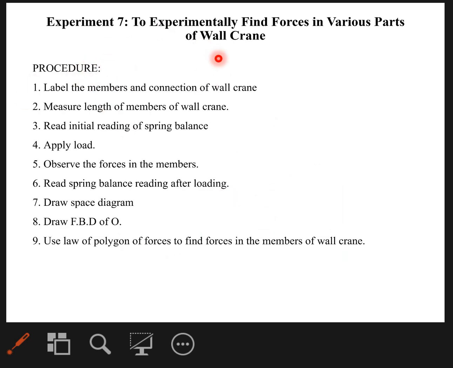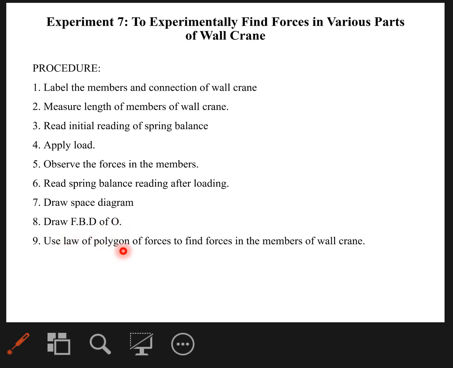In order to proceed with the experiment, firstly you have to label all the members and connections properly. Then you have to measure the lengths of members of the wall crane. You have to read the initial readings of the spring balance before the application of load. Make sure load is not applied yet. After you apply load, you have to observe the forces in the members and read the spring balance reading again after getting it loaded. Lastly, you have to draw a space diagram, and from the space diagram you have to obtain a free body diagram of O, which is basically the point of concurrency.